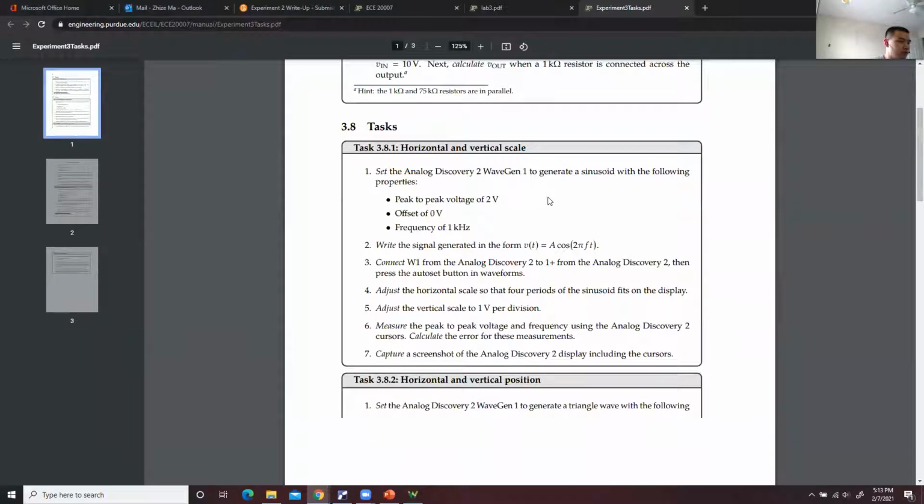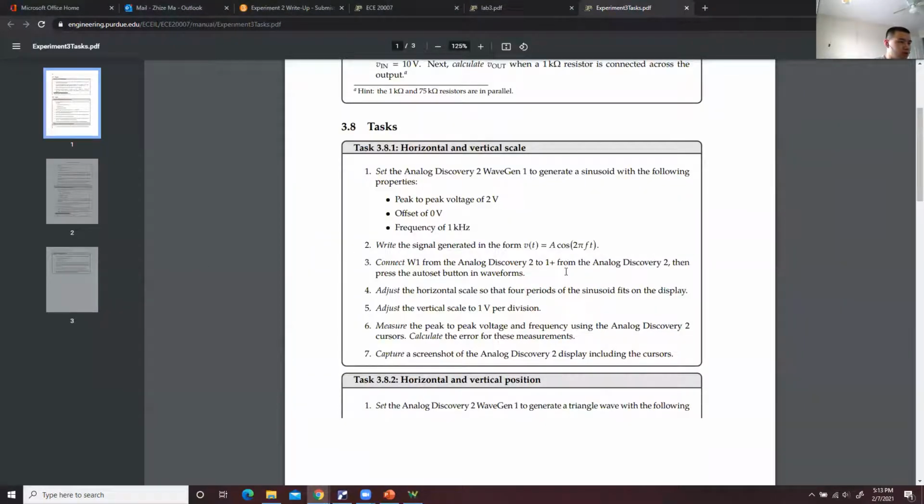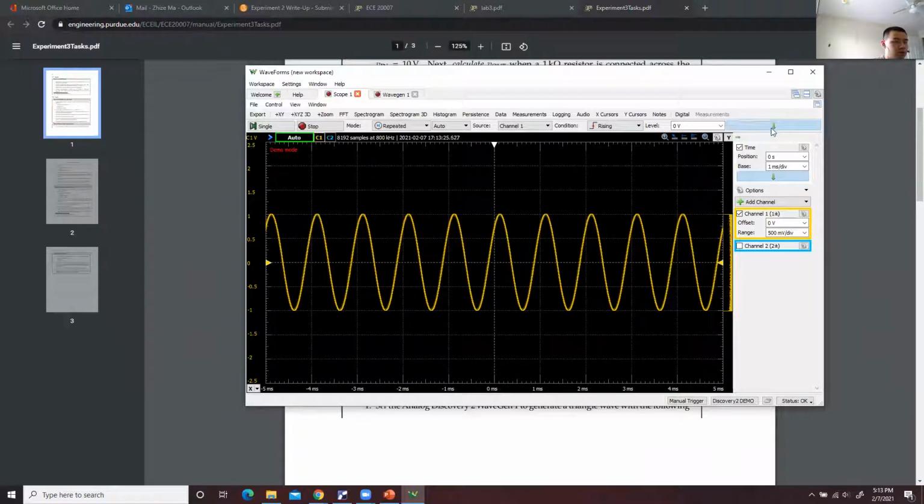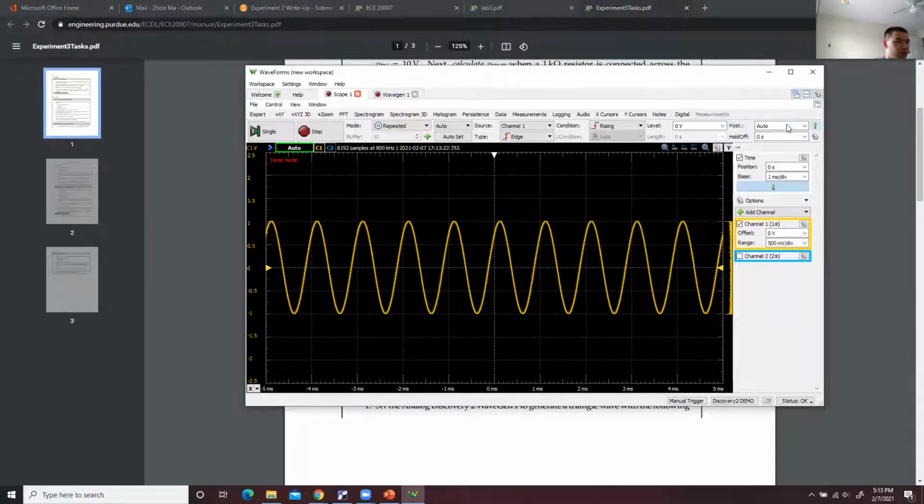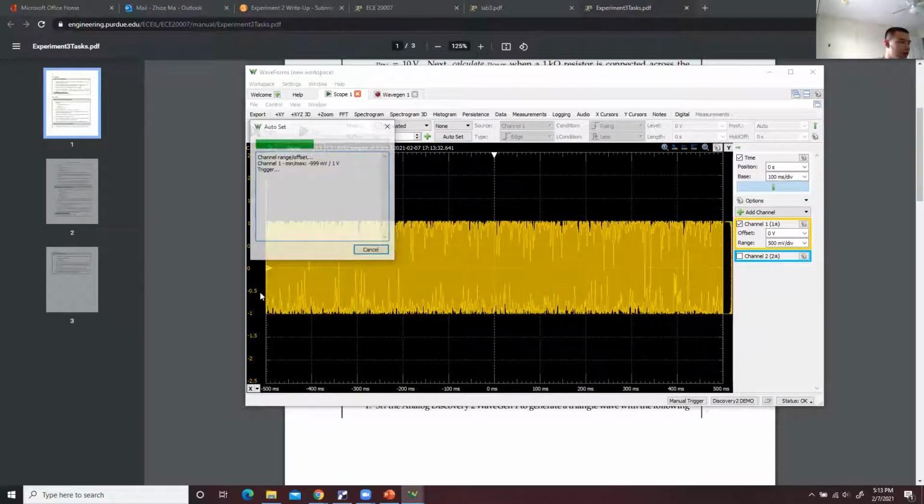For example, for the first one, you are going to generate this signal in the WaveGen, and then you measure it by connecting 1 plus to W1. Also in here, you need to press the auto set. Auto set in your ECE2 is where you click this little arrow and then click the auto set. That's where you can find the auto set.